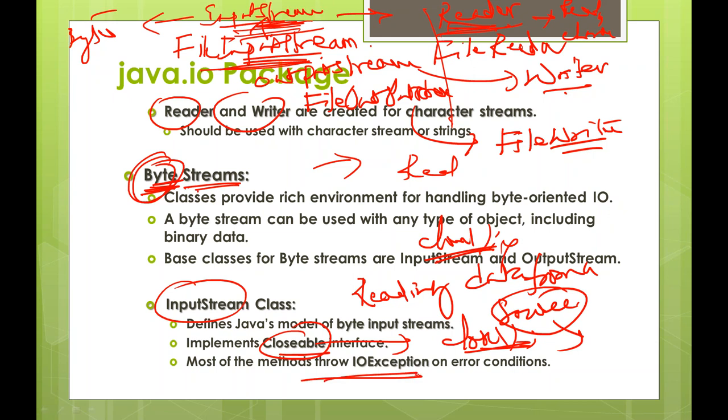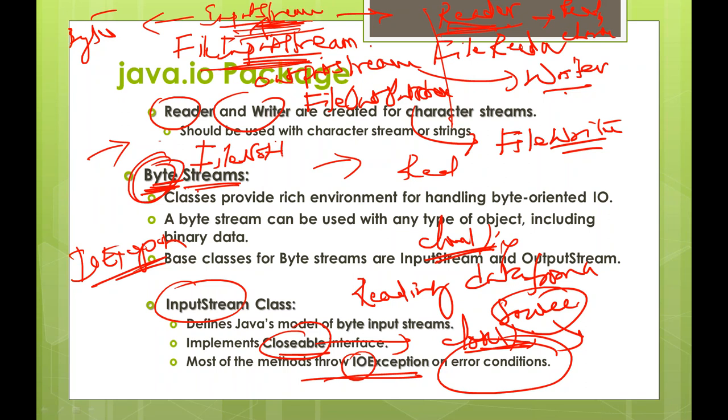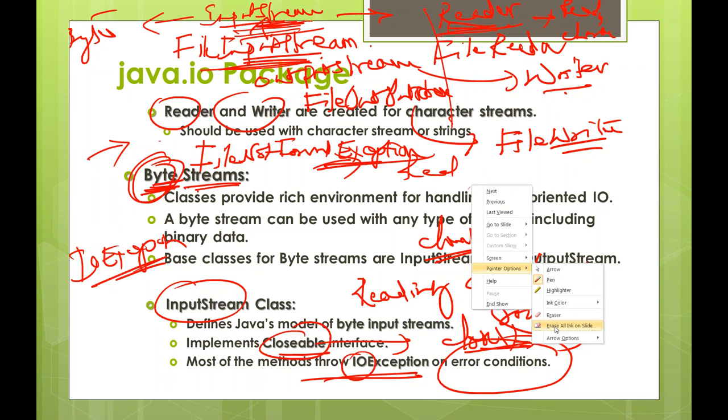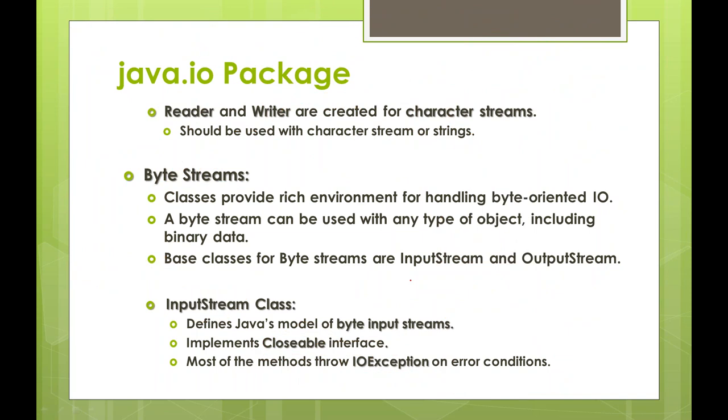Most of the methods throw IOException on error conditions. IO is our package, so IOException. These are all built-in exceptions. For example, if you are trying to read from a particular file and that file does not exist, you will get FileNotFoundException. There are other exceptions also, and when we start exploring this package more, we will see all those things. So InputStream implements the Closeable interface, which defines one close method. As the name indicates, these input streams are closeable.